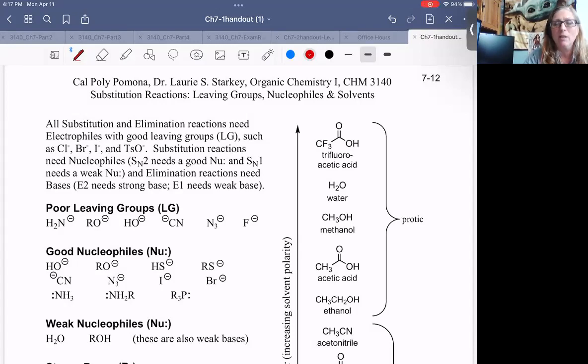And so today we're going to look at different solvents that we can maybe choose from and see how they're going to impact the reaction rates of Sn1 and Sn2 mechanisms.